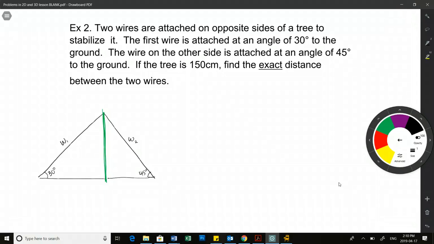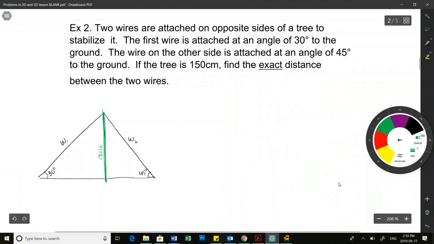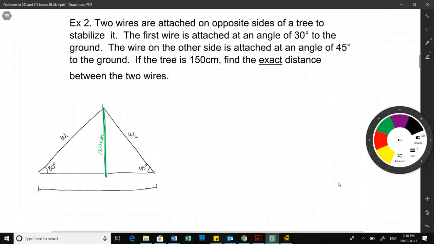Okay, and we are also given the height of the tree. It's 150 centimeters. Find the exact distance between the 2 wires. So I want to know how far this wire is from the wire over here. Again, the tiny little assumption that we're making here is that this tree is perpendicular to the ground. If you're ever not sure, you can always ask.